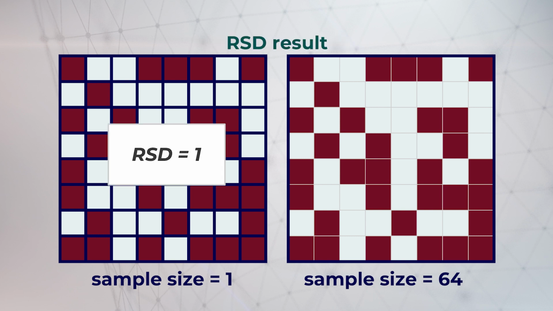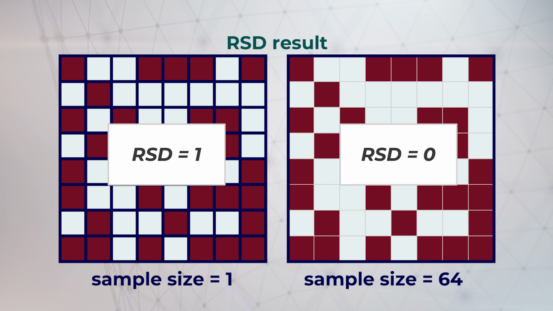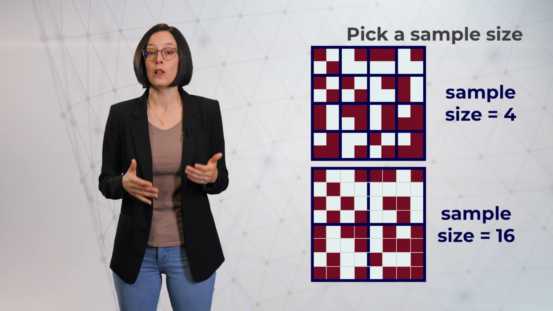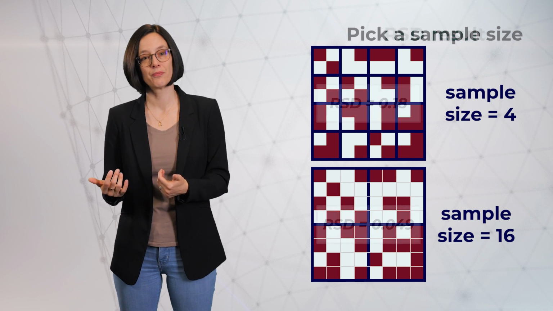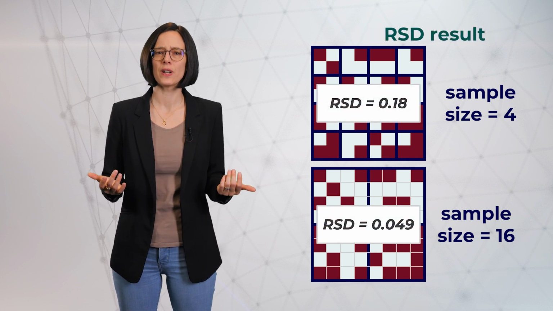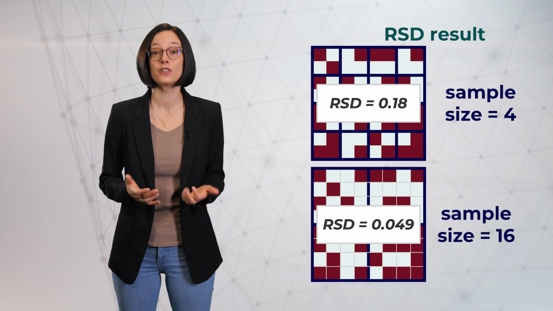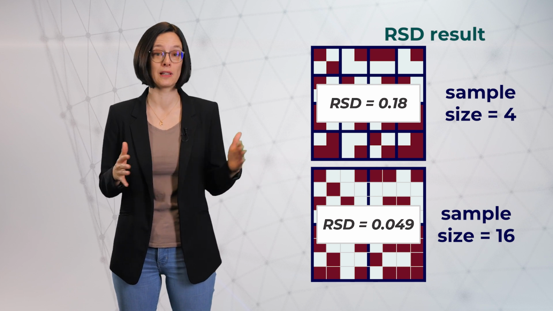For the first example, we get an RSD of 1. This means that material is not mixed at all. The second example results in an RSD of 0, a perfect mix. This is not the reality, as you can see. The following two examples have a sample size of 4 and 16. There is quite a difference in the RSD result. The truth can be found somewhere in the middle.